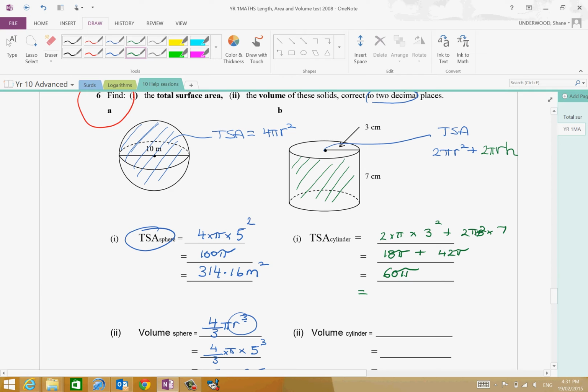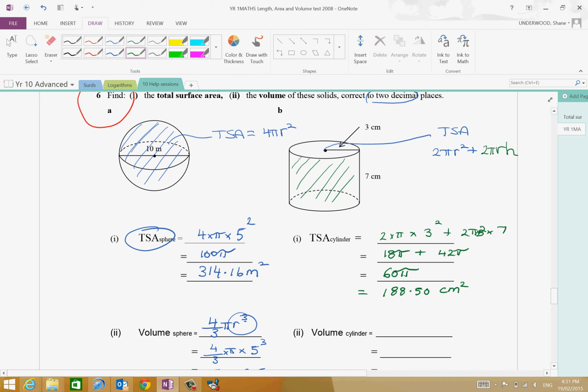Now I work it out in my calculator, which is 60 times pi, equal to 188.496. I'm rounding off to 2 decimal places, so it's 188.50. What units have I got? Centimetres squared. Thank you very much.